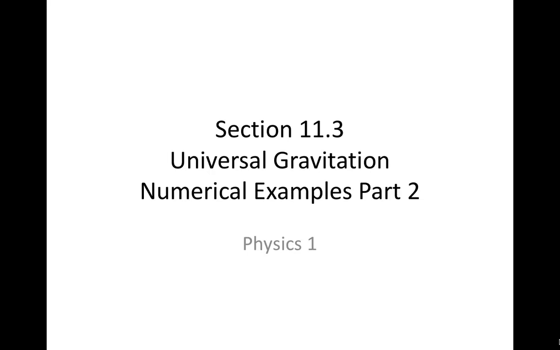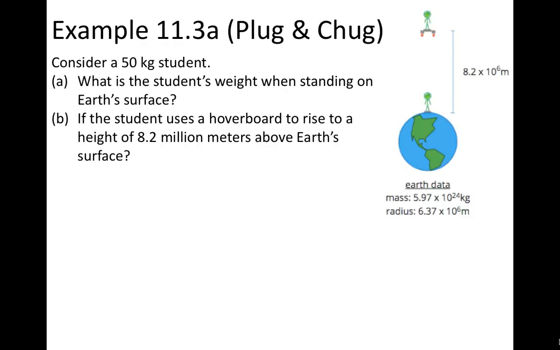In section 11.3, I'm going to do some more numerical examples involving problems concerning universal gravitation. In this example, we're going to consider a 50-kilogram student, and part A wants to know what is the student's weight when standing on the Earth's surface. So we're going to do this the long way, where we're just going to plug in the numbers to the equation and use that to calculate the force of gravity, aka weight.